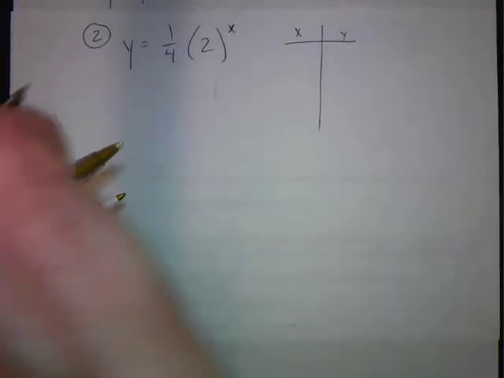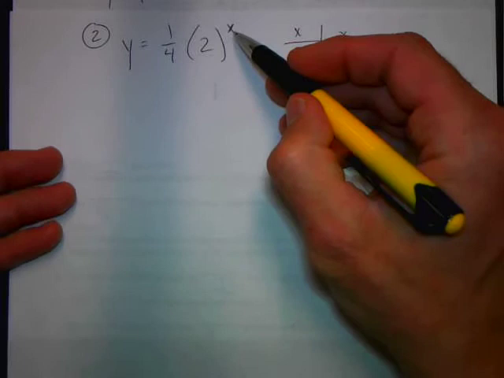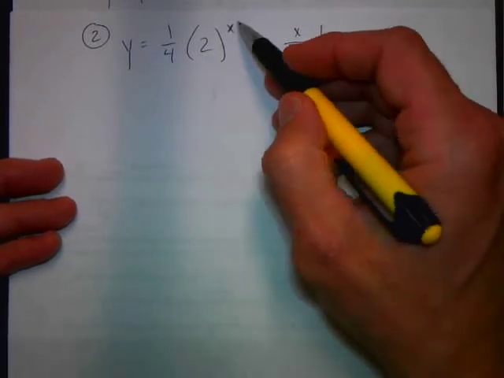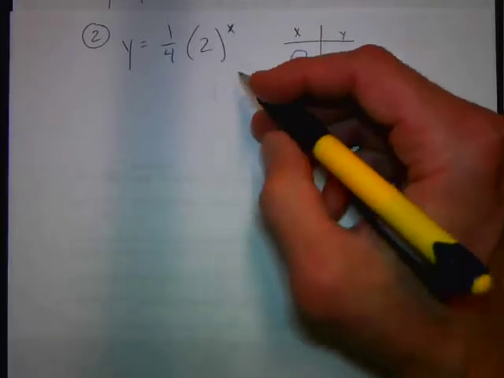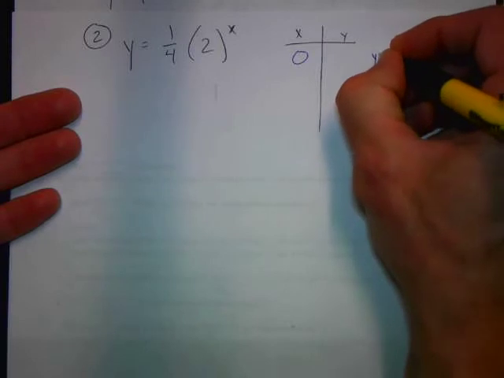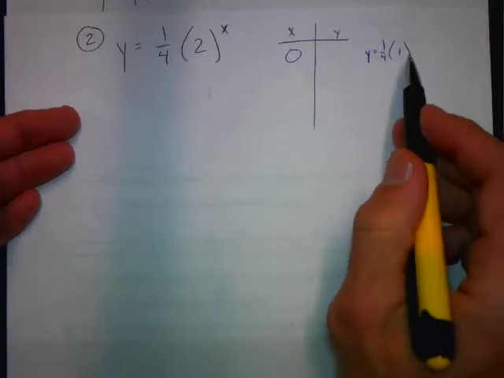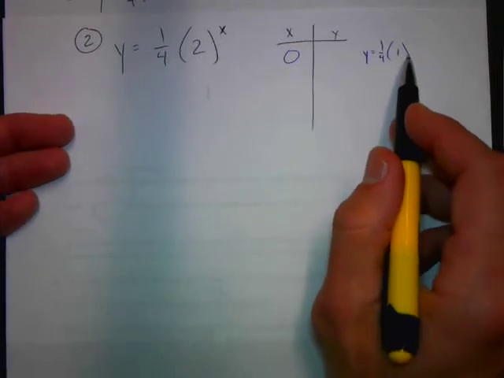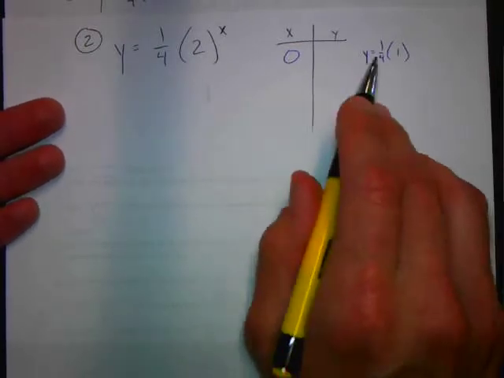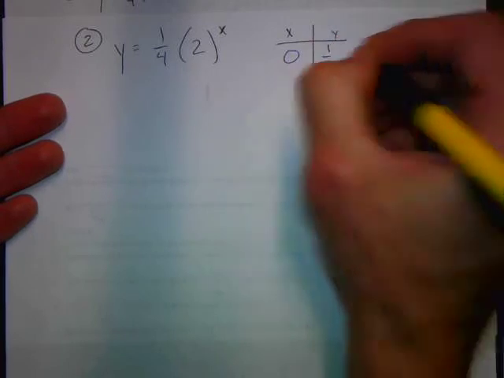When x equals 0, we plug in 0 for x. 2 to the 0 power is 1. So when x is 0, we're looking at y equals 1/4 times 1 because of that law. We've used the law of exponents: anything to the 0 power is 1. So if x is 0, y is 1/4.